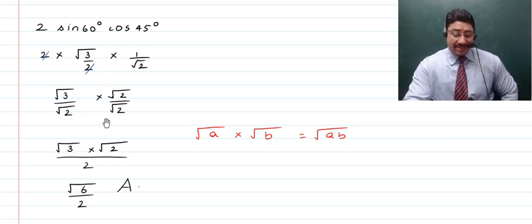Now here you get to see that if you have an irrational number in the denominator, that is something which is not accepted. As such, with root 2 you will multiply in the numerator and in the denominator, and as such rationalize it.